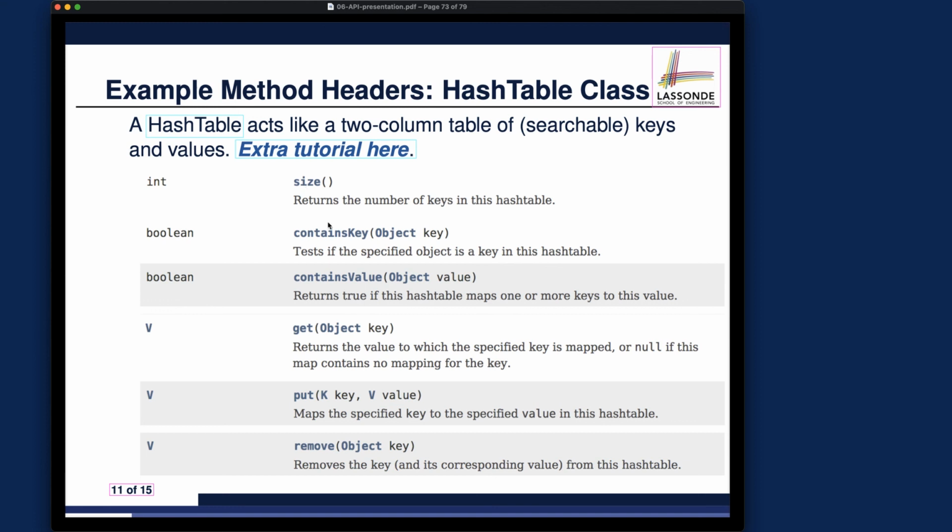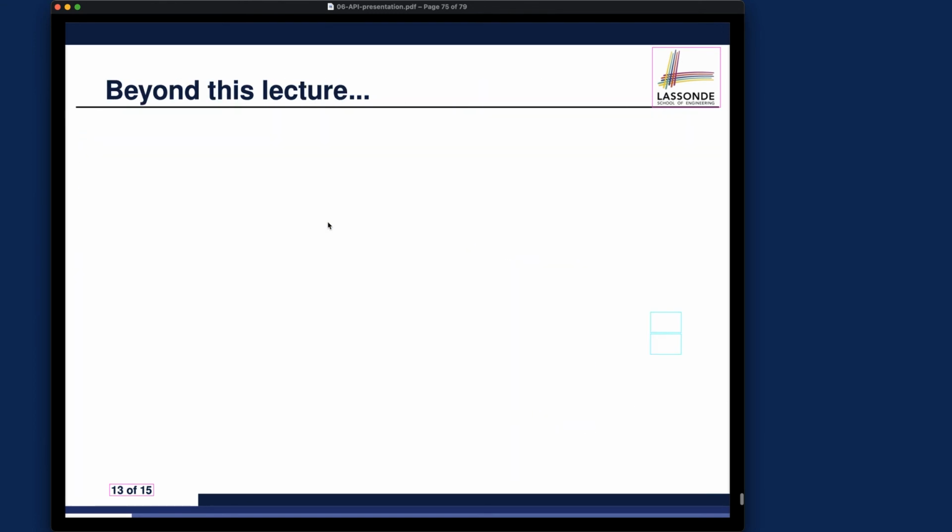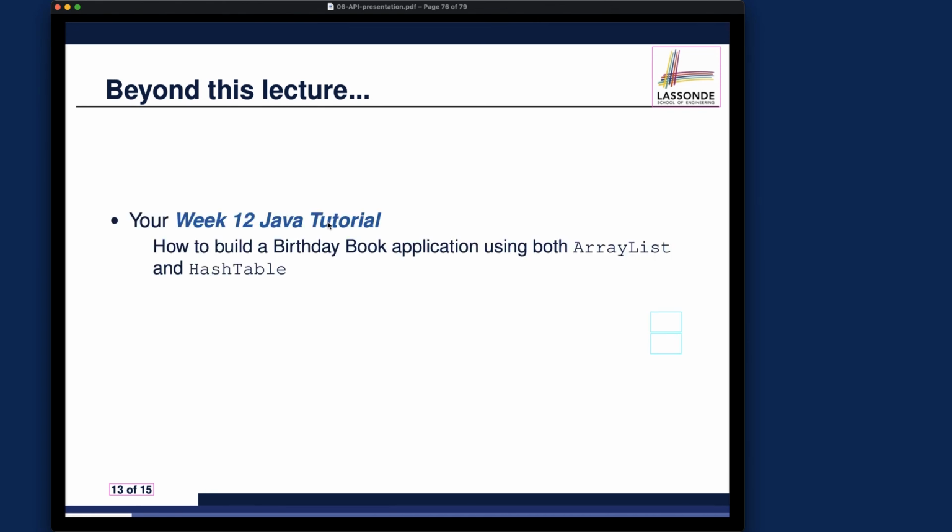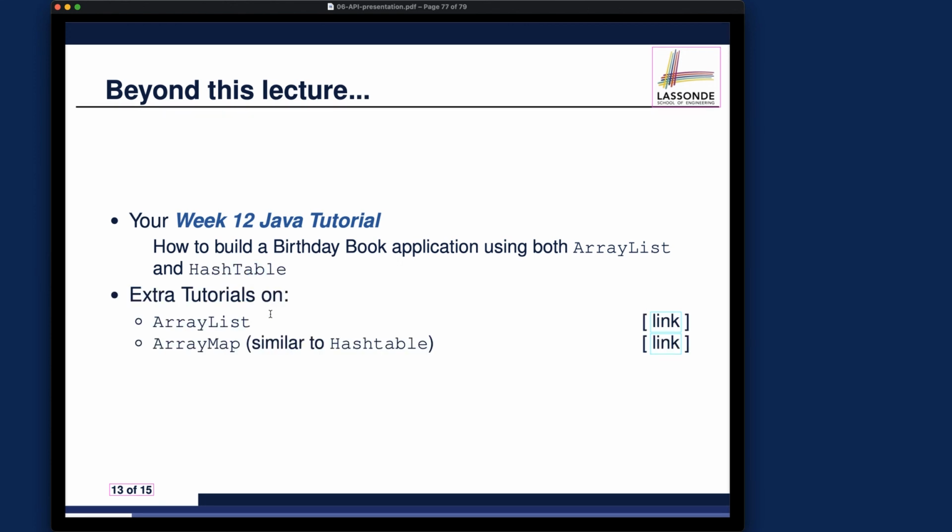All right, so that should mark the end of this semester for the lecture. Let me just go on to talk about one more slide, and then we're done. To really go beyond this lecture, you should complete the week number 12 Java tutorial video, where I showed you how you can implement the birthday book application using either an array list or a hash table. You can definitely go over that. And then the 2 extra tutorial videos about array list, and also, sorry, it's not array map, it should be hash map. I'll change the typo when you download the slides. You can click on the links and then go over them.